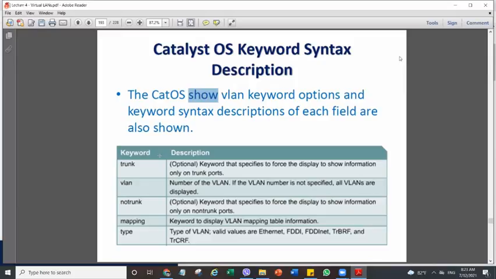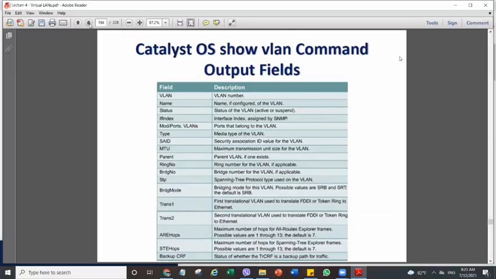So there is show vlan, and you can put options like trunk, or different things, right? At this stage, just have some idea about these different keywords. When you come to actual use, just focus and do that. Many of them are not commonly used.